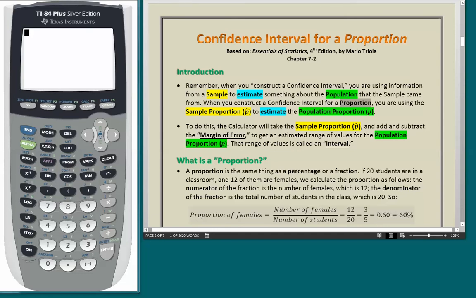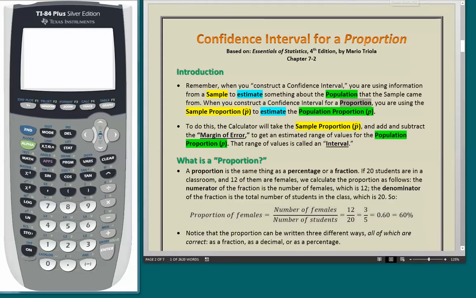We can also express it as a percentage. To find the percentage, you take the decimal, you move the decimal point over 2 places, and you put in a percentage sign. So I'll repeat, notice that the proportion can be written 3 different ways, all of which are correct. It can be written as a fraction, a decimal, or a percentage. Having said that, especially if you are doing online homework, pay attention when they tell you how they want your answer. Most of the time they will tell you that they want it as a decimal by telling you they want you to round to a certain number of decimal places.